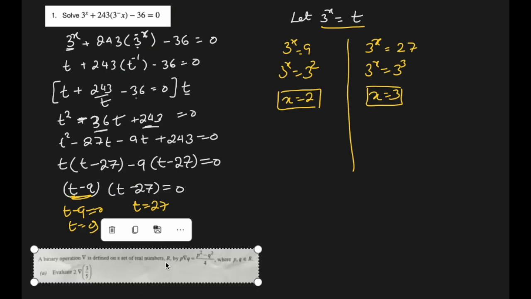Let's go to question number 2. A binary operation, inverted delta, is defined by this, where p and q are real numbers. Evaluate 2 operation 3/5. So we will just use this one. So it will be 2 square minus 3/5 square over 4.